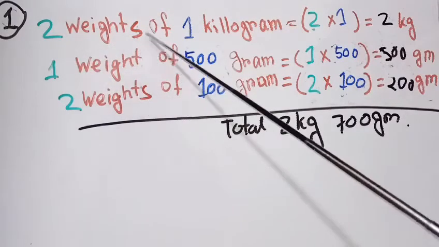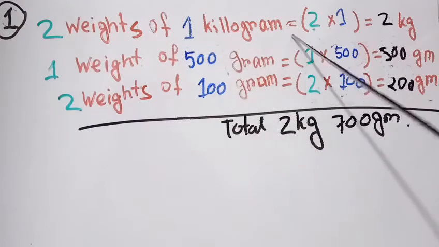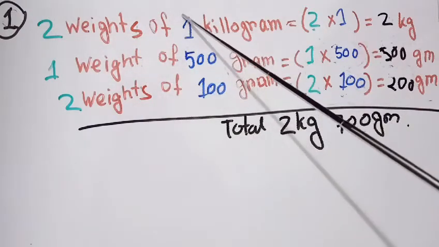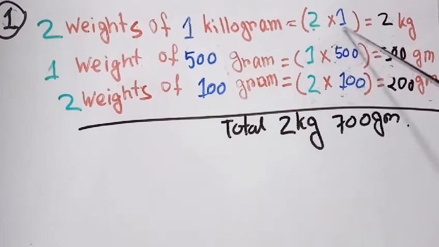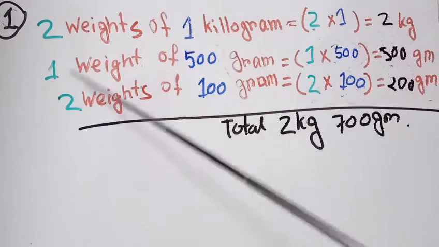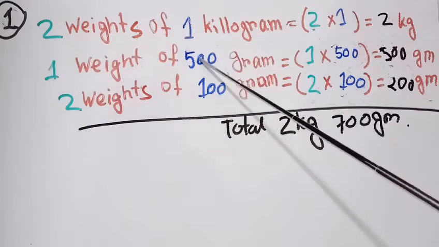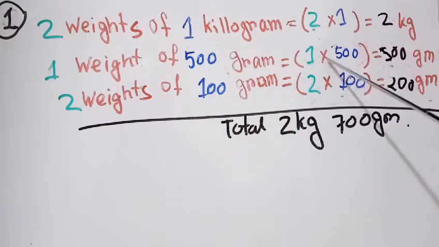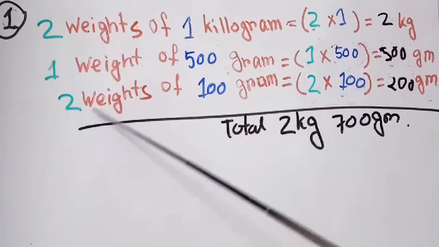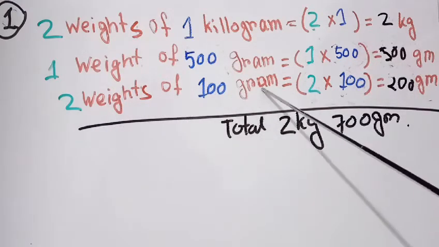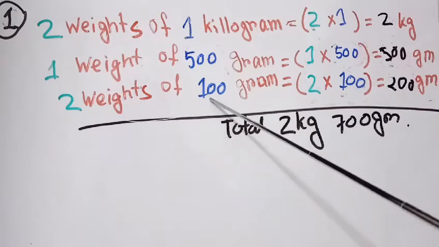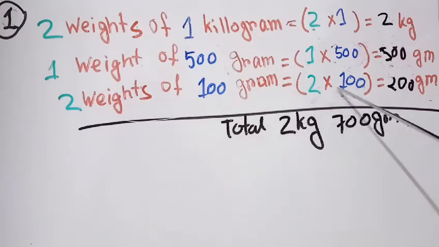So 2 weights of 1 kilogram is equal to 2 multiplied by 1. 2 multiplied by 1 is equal to 2 kg. 1 weight of 500 gram, 1 multiplied by 500 is equal to 500 gram. 2 weights of 100 gram means 2 multiplied by 100. 2 multiplied by 100 is equal to 200 gram.